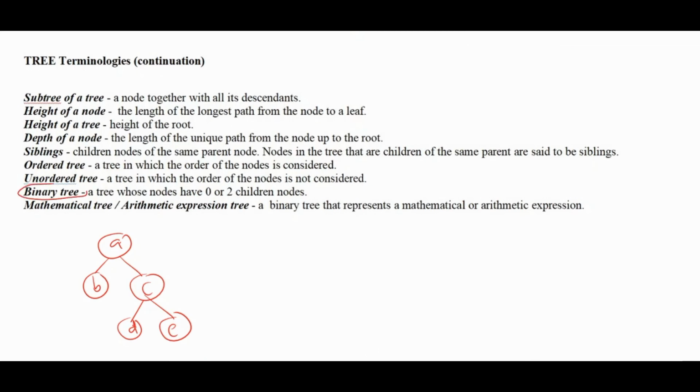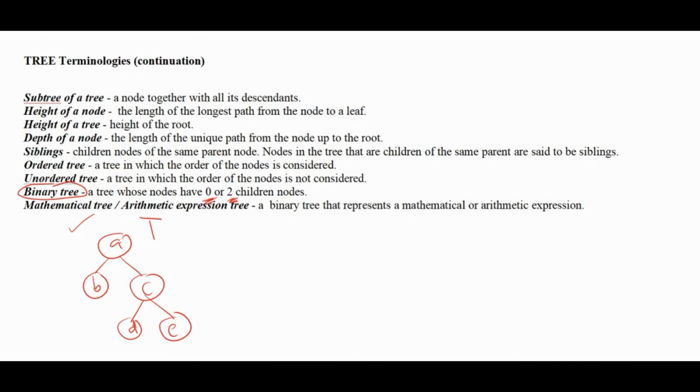Another term we have here is binary tree. What is a binary tree? It is defined as a tree whose nodes have either 0 or 2 children nodes. So take a look at this tree we have here, where the root is A, and the root node A has 2 children nodes, B and C. Now say if we denote this tree T, my question is, is this a binary tree? The answer to that is, of course, yes, it is a binary tree.